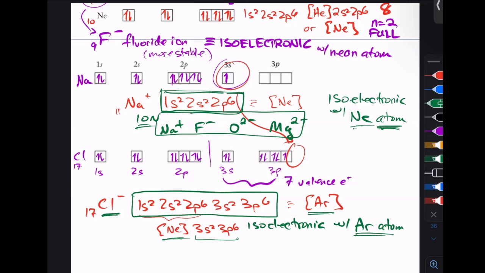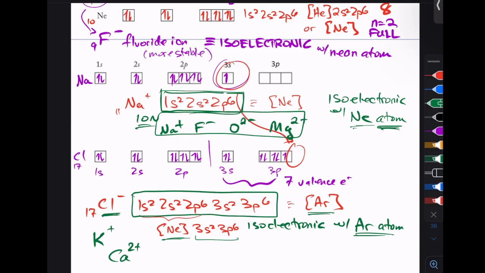Potassium. Where's potassium? Potassium is one more than argon. What's the symbol for potassium? It's a K. So what would the charge be on the potassium ion that would be isoelectronic? 1 plus. So we don't put the 1. If there's a 1, we don't put it. Okay, it's just a plus. What if we go 2 more beyond argon? What do we have? A Ca. Calcium. Calcium 2 plus.